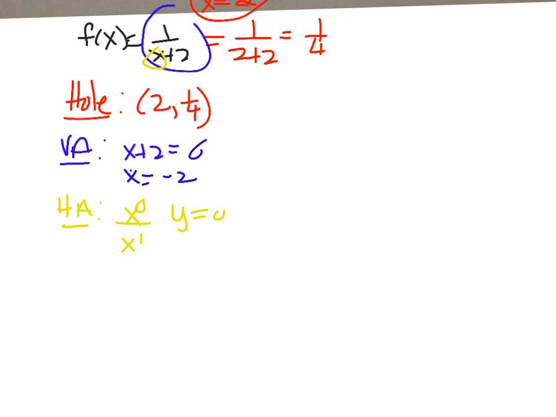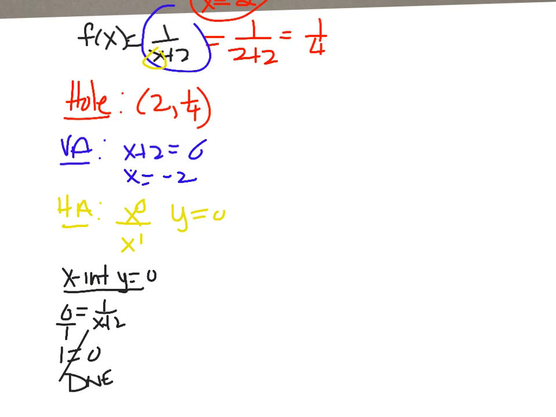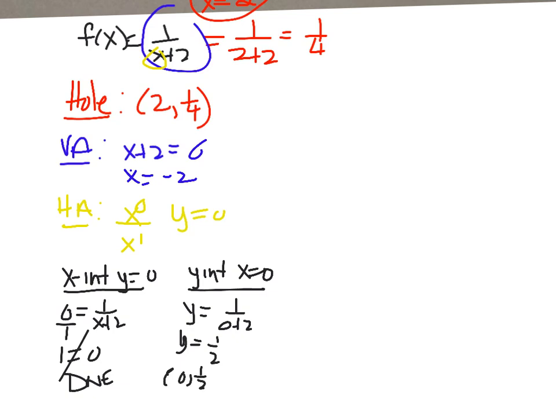Okay, your x-intercept, remember, is when y equals 0. So we get 0 equals 1 over x plus 2, cross multiply. We get 1 equals 0, so that means it does not exist. Your y-intercept is when x equals 0. So we get y equals 1 over 0 plus 2. Y equals 1/2. So it's 0, 1/2. Okay, so now we're ready to graph.